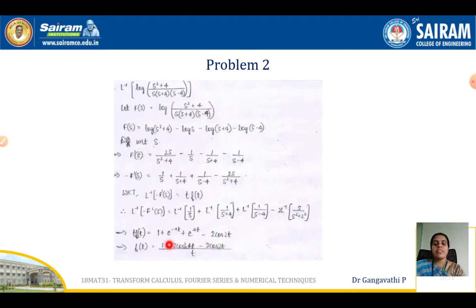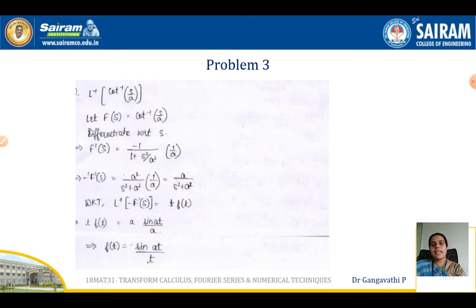So simplifying further, we need f of t. So transfer the t which is there on the other side to this side, so you get the whole thing divided by t. This is the solution for the given problem. So what we understand from the first and second problems is that wherever a logarithmic function is given and you are asked to find the inverse Laplace transform, it is better to use the differential property so that we get the answer in a better way.